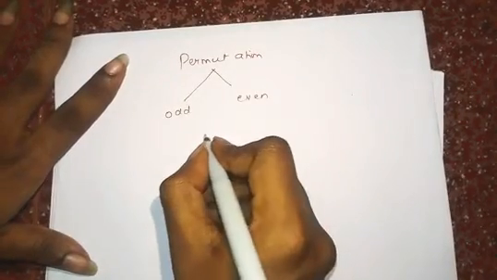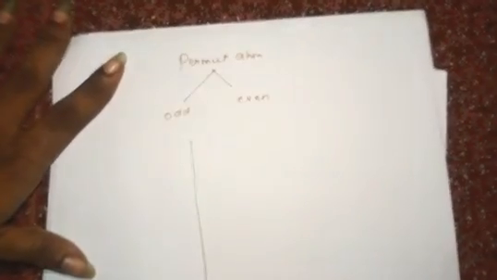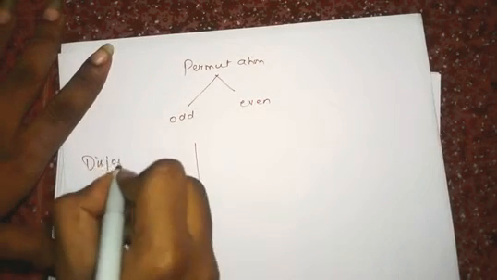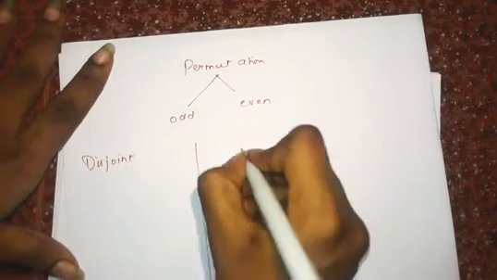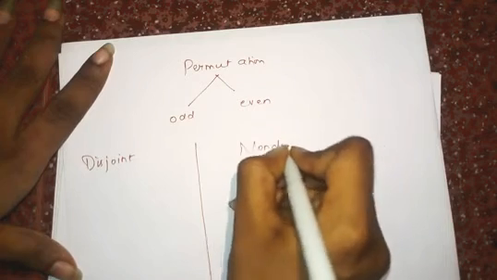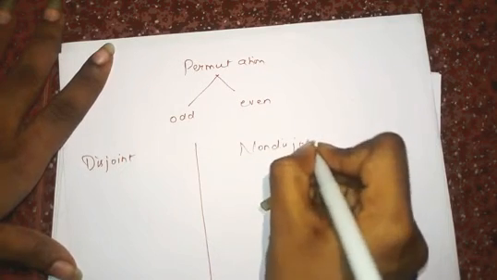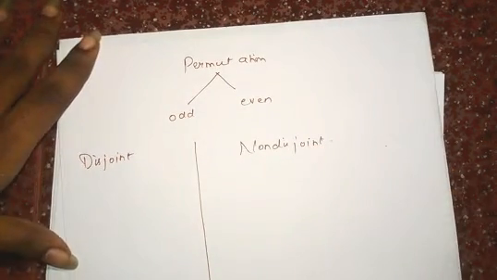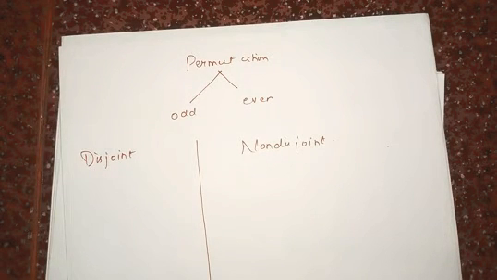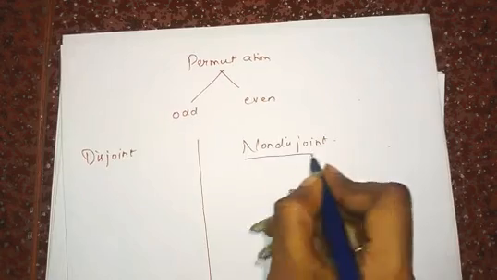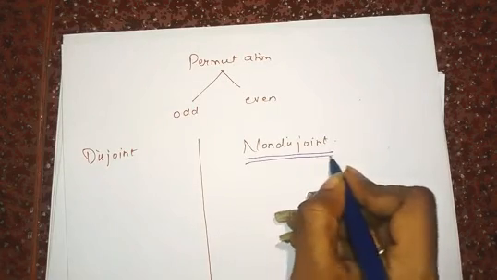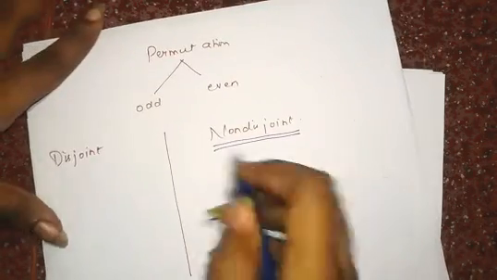You can classify permutations into two types: disjoint and non-disjoint. In today's lecture, I am going to explain the topic of non-disjoint permutation.